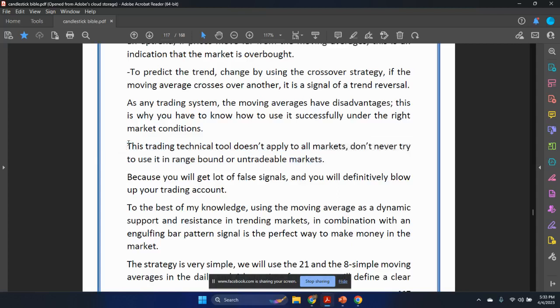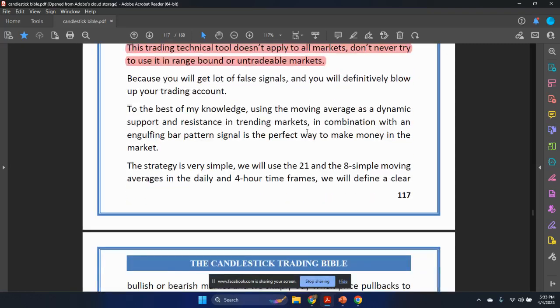Let me read this again. This trading technical tool doesn't apply to all markets. Don't ever try to use it in range bound or untradable markets. If you cannot trade it, if you don't know what's going on, don't use that technical tool, that moving average. It says because you will get a lot of false signals, and you will definitely blow your trading account.